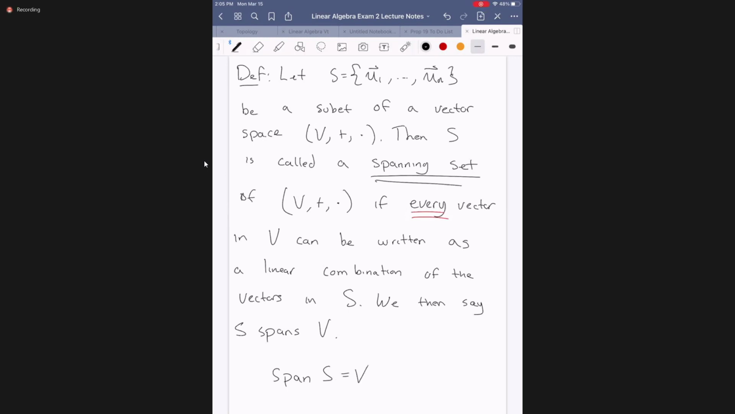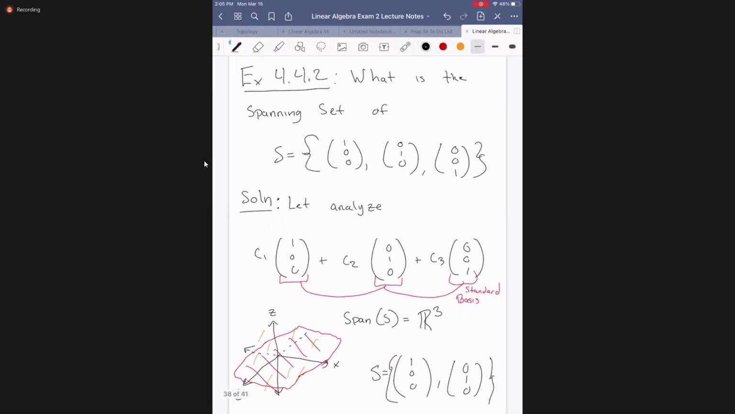So that means no matter what vector space I give you, if I know that S spans the entire vector space, I can pick out a vector from V and always write it as a linear combination of the vectors in S. That's what that means.